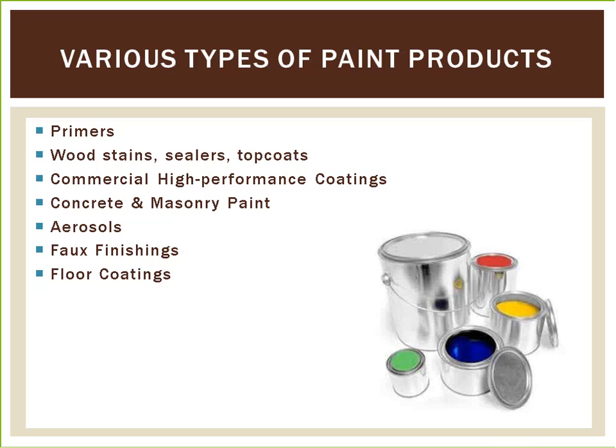Listed are various types of paint products and paint types. Primers ensure better adhesion of paint to the surface, increase paint durability, and provide additional protection for the material being painted. Other products include wood stains, sealers, top coats, commercial high-performance coatings, concrete and masonry paint, aerosols, faux finishings, and floor coatings.